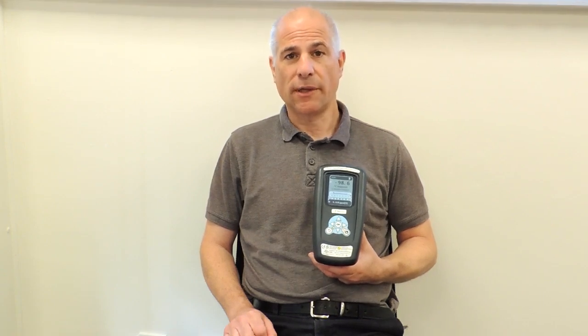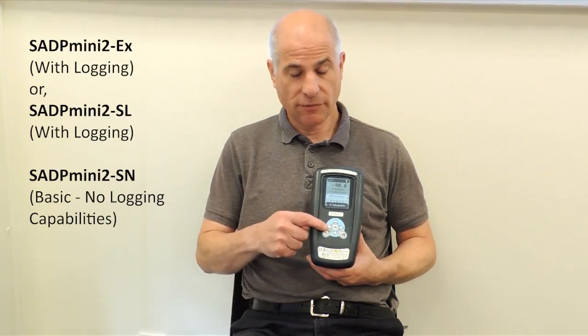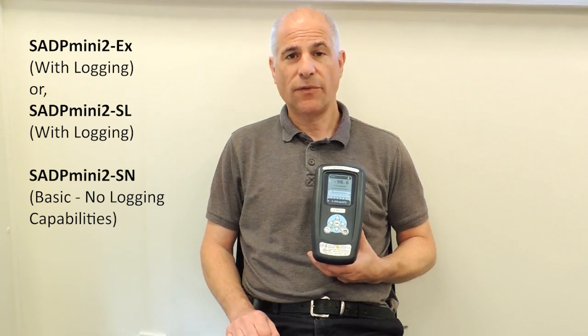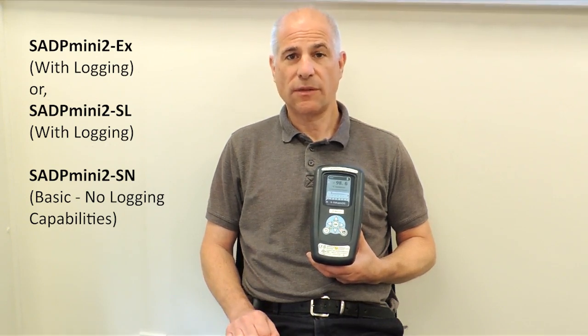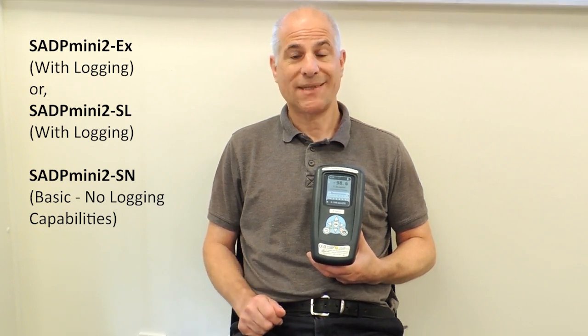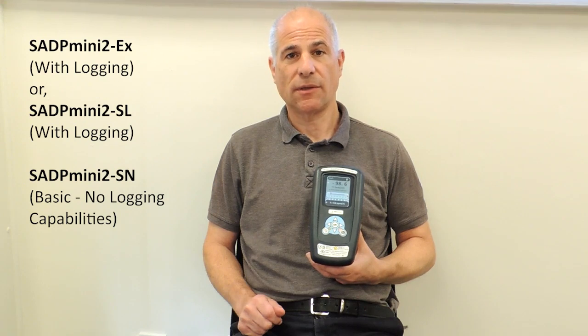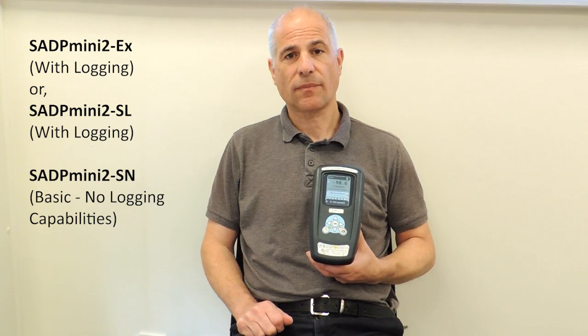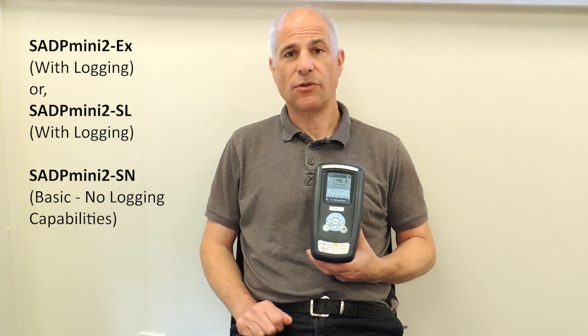In order to do the logging with the SADPmini2, you need either the EX version, as I've currently got here, or you need the logging version of the Mini 2. You can find out whether it's the logging version or the basic version by looking at the serial number. If it's SL, then it's the logging version. If it's SN, then it's the basic version. This is shown on the back of the instrument here or on the menu screen. If you have got the basic version, you can always return this to us for upgrading to the logging version.